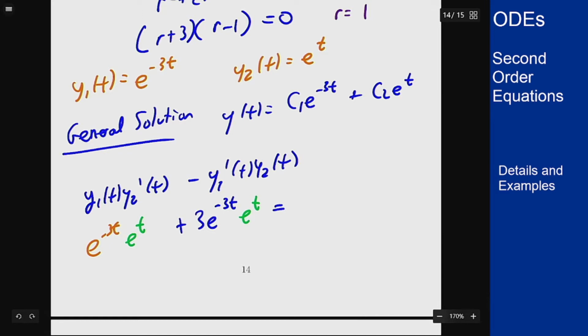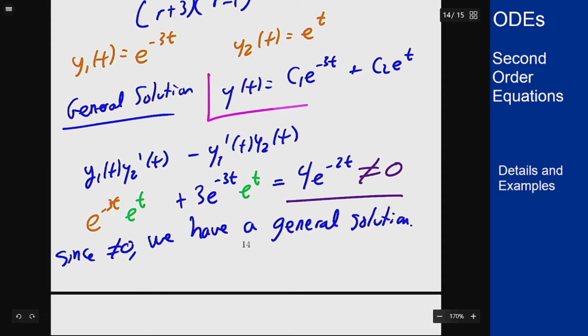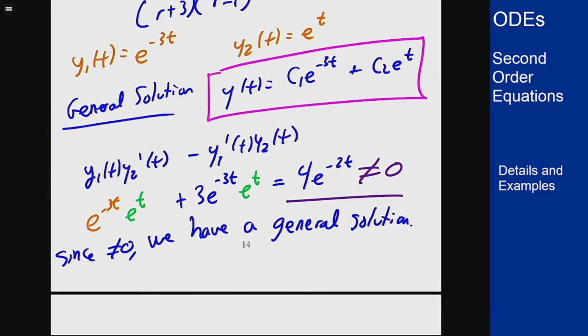This is e to the minus 2t plus 3 e to the minus 2t, or 4 e to the minus 2t. That's never 0. You could also have plugged in t equals 0 or t equals any number to get a non-zero answer to verify this fact. Since this is non-zero, we have a general solution. So our general solution is exactly this up here. If we were then given an initial condition, we could plug that in to figure out what C1 and C2 have to be to meet that condition.